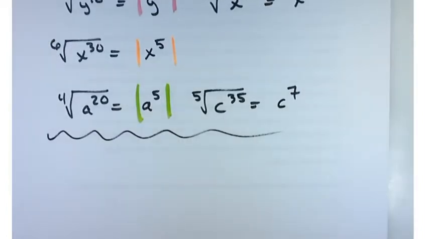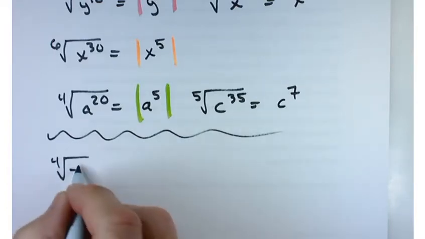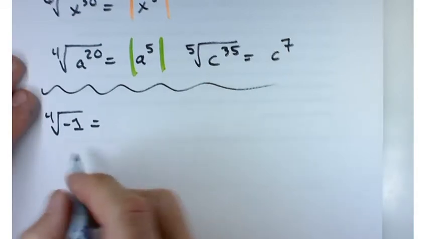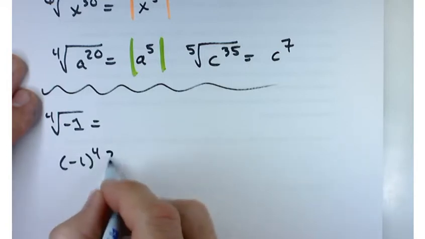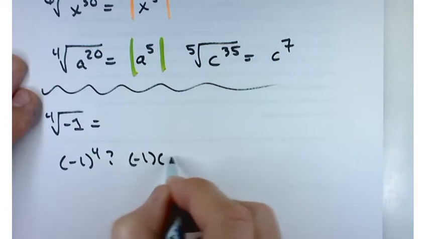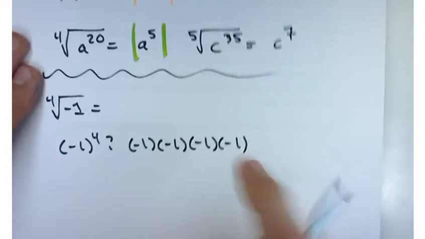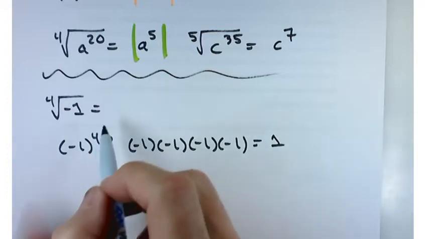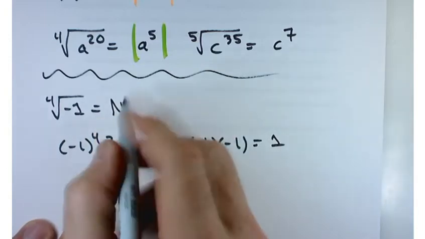Along with that, let's take a quick look at something like this: the 4th root of -1. What could you raise to the 4th power to get -1? Could -1 work? -1 to the 4th power is -1 times -1 times -1 times -1. What's the product of 4 negatives going to equal? It's going to be a positive, so +1. So there's nothing that's a real number that'll work here. So again, this is not a real number. Narn.